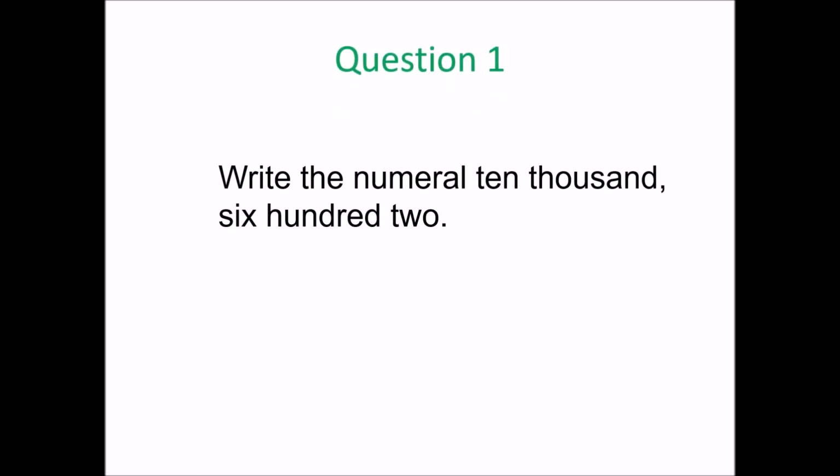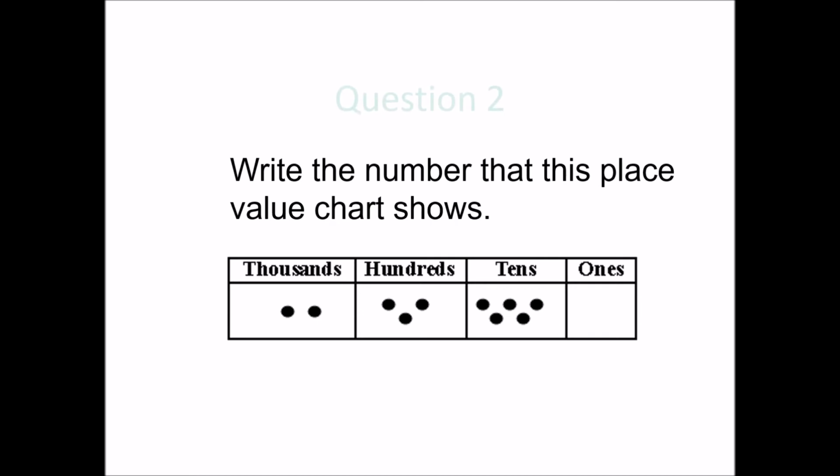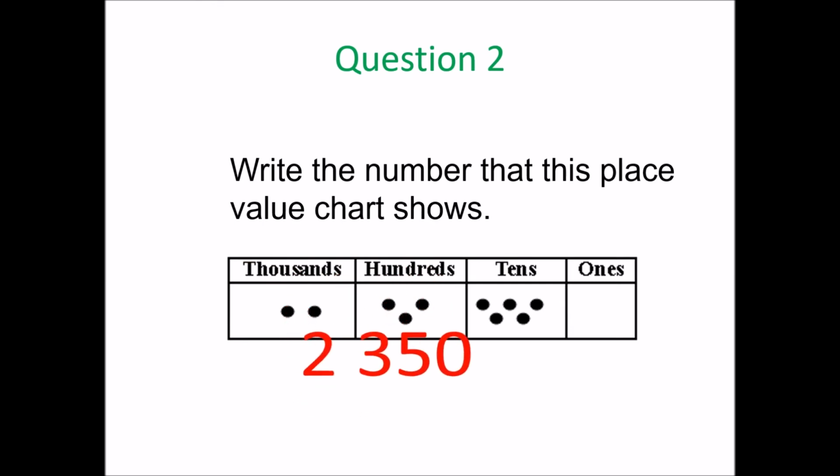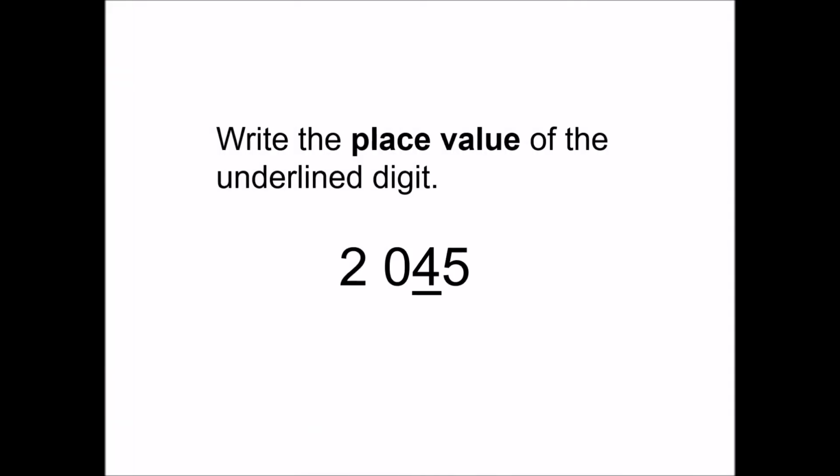Number 1, write the numeral 10,602. Wait on it. There it comes. 10,602. That's how you write that. Number 2, write the numeral that this place value chart shows. 2,000, so it's 2,350. 5 tens, no 1, so you have to put a 0. So it's 2,350.